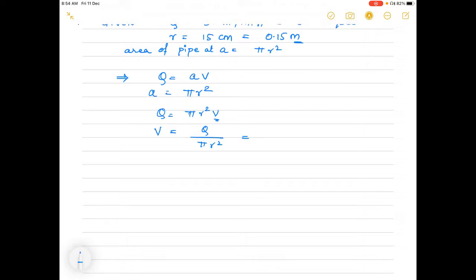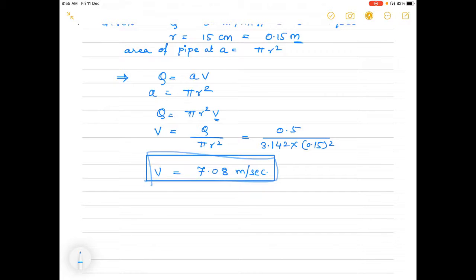Now we know all the terms required to find velocity V. So substitute here, Q is equal to 0.5 upon pi r square. Pi is 3.142 into r is radius, which is 0.15 meter, so 0.15 square. By substituting and calculating all the terms, we get velocity V is equal to 7.08 meter per second. So this is the easier and simpler one. Here we have to use only one formula, which is rate of flow of water, Q is equal to A into V.